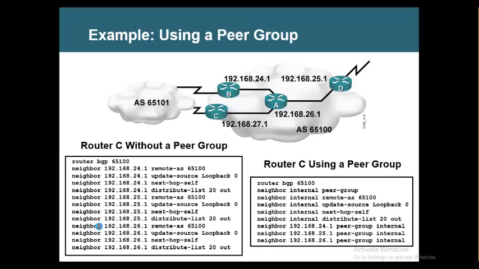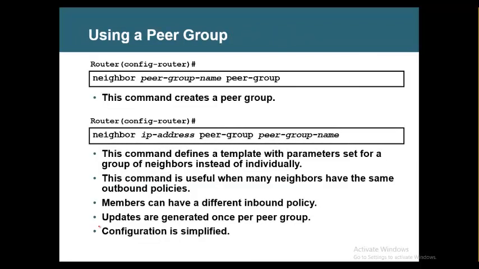Let's go back and read now. This command defines the template with a parameter set for a group of neighbors instead of individual. See, mostly it is done between IBGP neighbors. This command is useful when many neighbors have the same outbound policy. The members can have different inbound policies. That doesn't matter. Outbound is what it says.